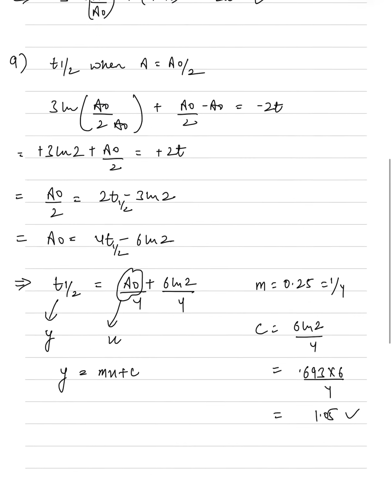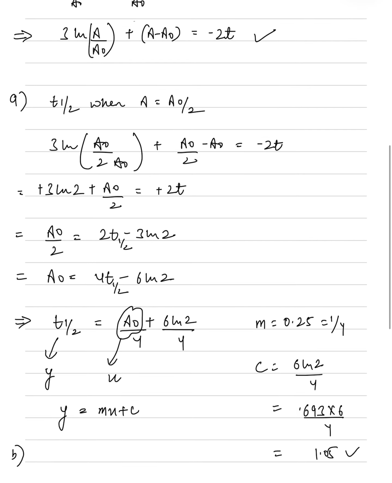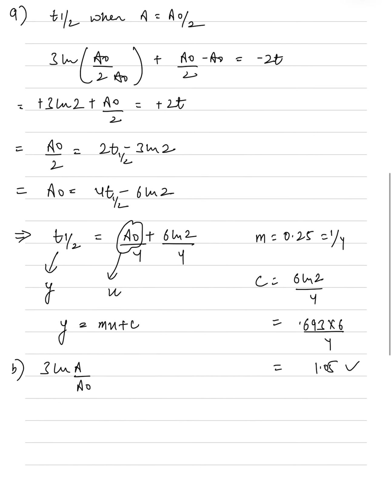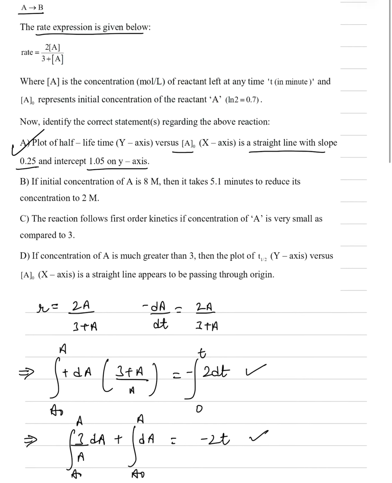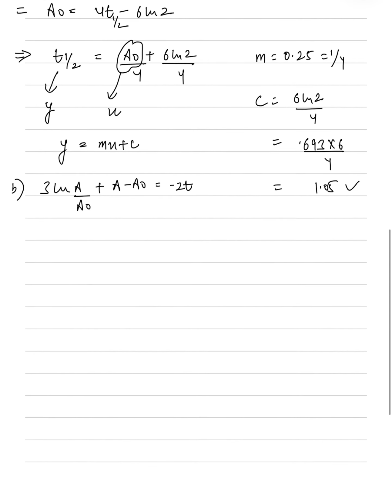That means now by using the same equation, the one which we are given, which one is it? This one, right? 3 ln(A/A₀) + A − A₀ = −2t. If we use this equation, and the initial concentration A₀ is given as 8 molar, and at 5.1 minutes it is 2 molar, right? So we can do one thing, we can find the time t by putting in the values.